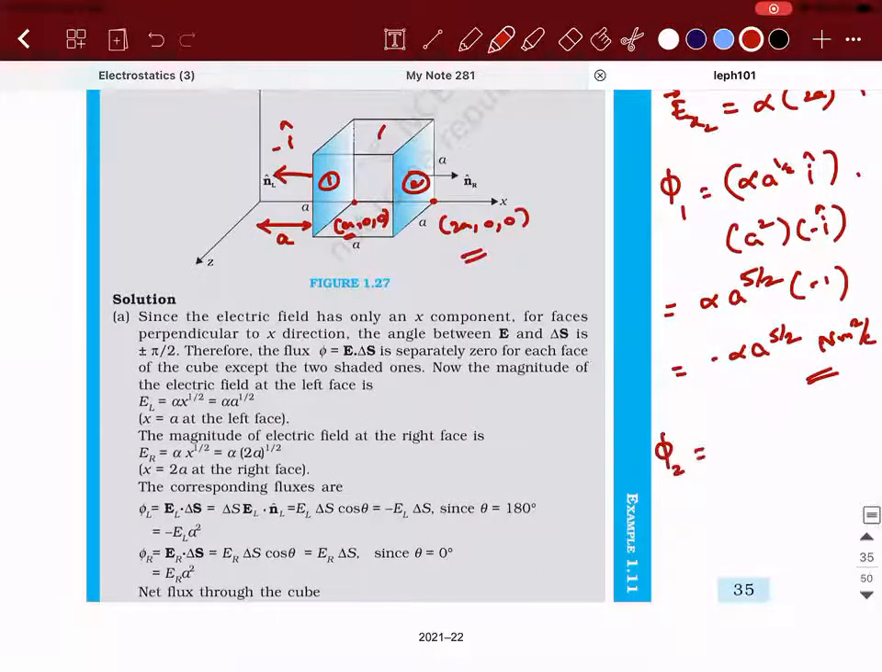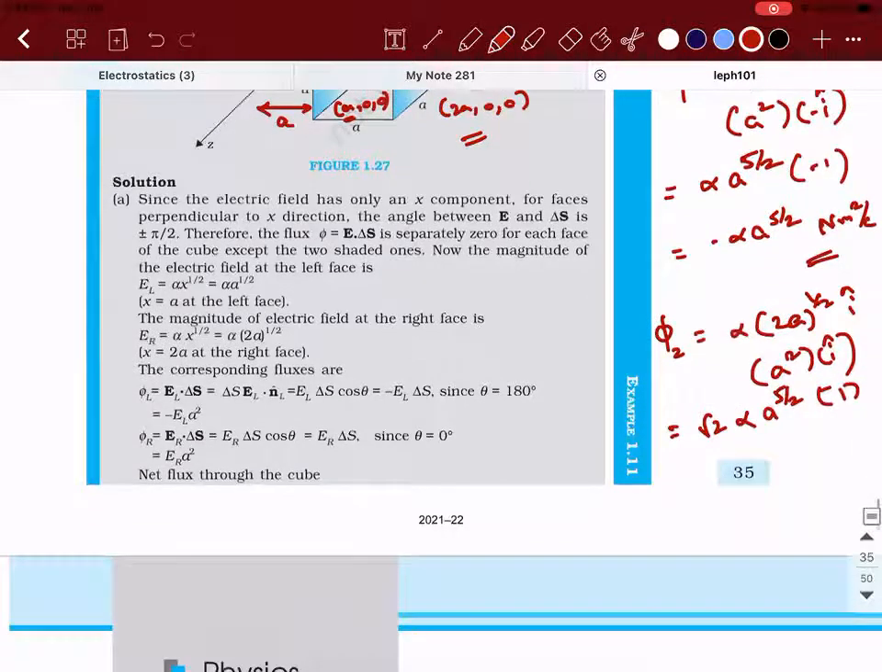What about the flux through the second surface? It is equal to alpha into 2a power half times I cap into how much? A square I cap. So how much will this value come out to be? Root 2 alpha into a power 5 by 2 into 1 is going to be the flux. So what is going to be the total flux here? Phi 1 plus phi 2. So what is going to be the value? Alpha into a power 5 by 2 into root 2 minus 1. This is going to be the value.